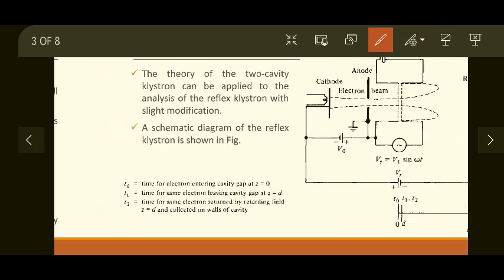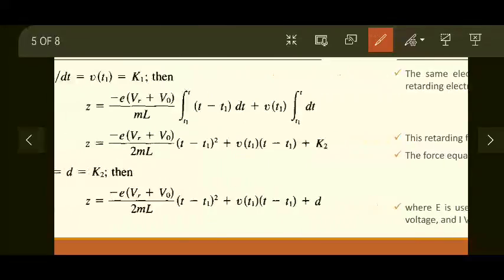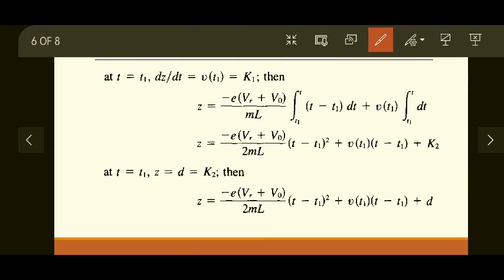So how to find out that velocity? Let's look at it again. At t is equal to t1, it is nothing but dz by dt, because it's a displacement from the original location with respect to time, and it is nothing but the velocity at time t1. Let's assume that it is equal to k1.